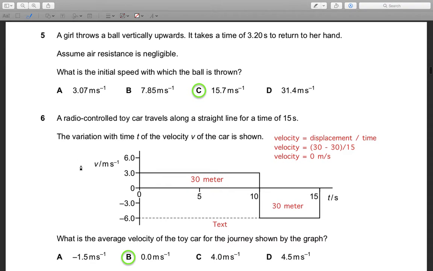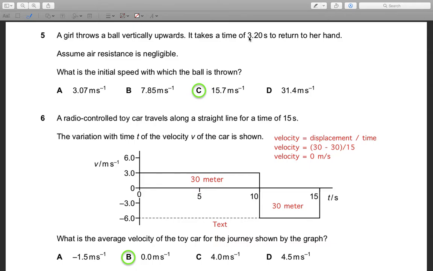Number five, a girl throws a ball vertically upward. It takes 3.20 seconds to return to her hand. Assume air resistance is negligible. What is the initial speed with which the ball is thrown? The ball starts from her hand until back to her hand. There are two times, going up until the maximum height and coming down. So the time until maximum height is a half of 3.2 seconds.